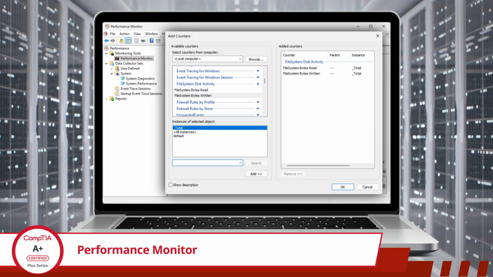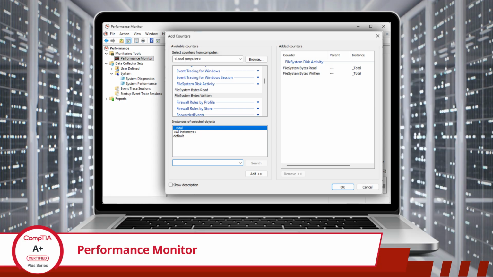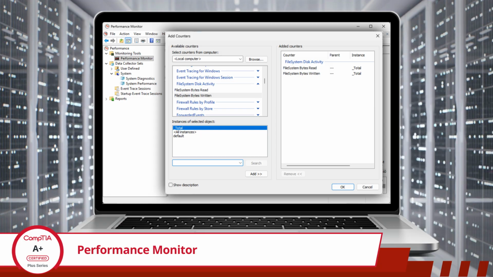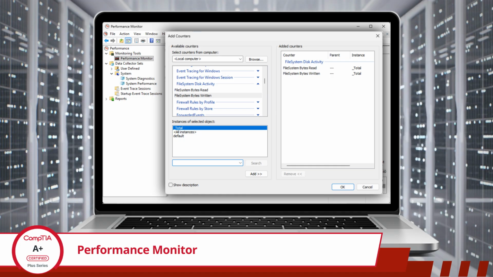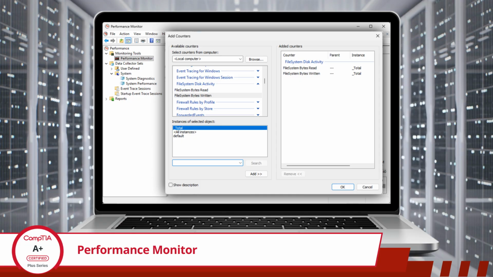Performance Monitor provides a centralized way to observe system behavior, compare resource usage, and identify abnormal activity. This makes it easier to pinpoint the root cause of issues such as slow performance, system lag, or resource exhaustion.